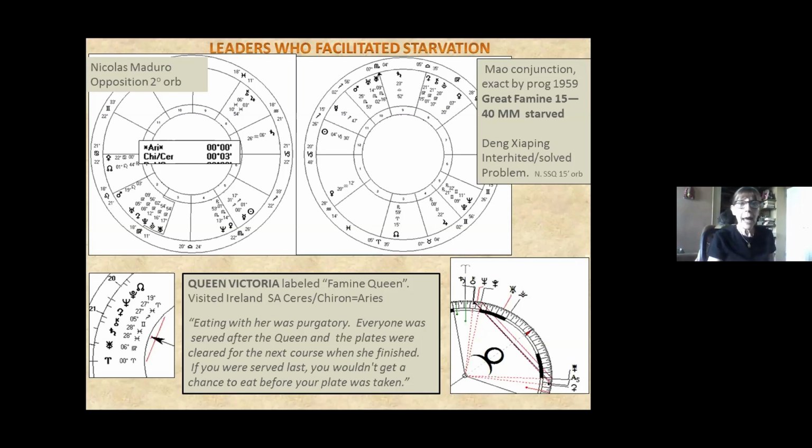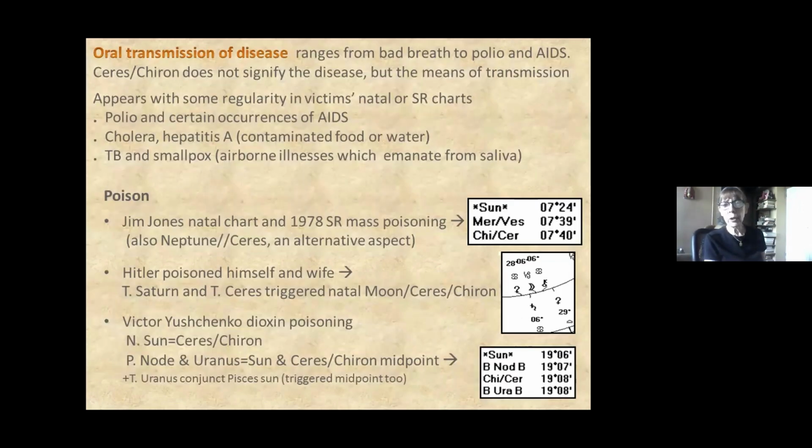Ceres Chiron. Now, Ceres Chiron is also the oral transmission of disease. And you see it in a big range of diseases from bad breath to polio to AIDS. It doesn't signify the disease. In my take on it, it signifies the means of transmission. So it appears with regularity in the natal or solar return charts of victims. Either they were born with it, or when they got the disease, they had Ceres Chiron in their solar return, with polio and with certain occurrences of AIDS.